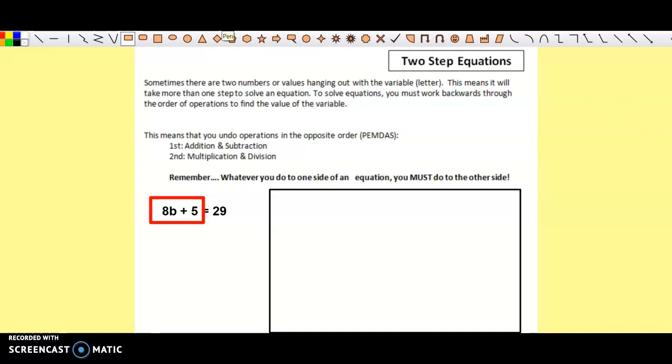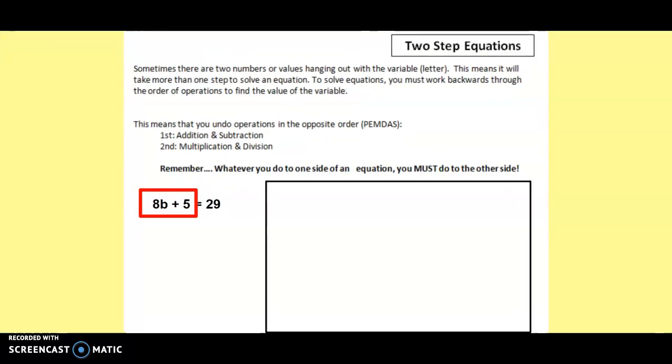So there is an order to how we do this, and we're going to use inverse operations just like we did with one-step equations. So first, we're going to remove any addition or subtraction we see that is with my variable. My second step is going to be removing multiplication and division. So we're going to work in this order to solve our two-step equations.